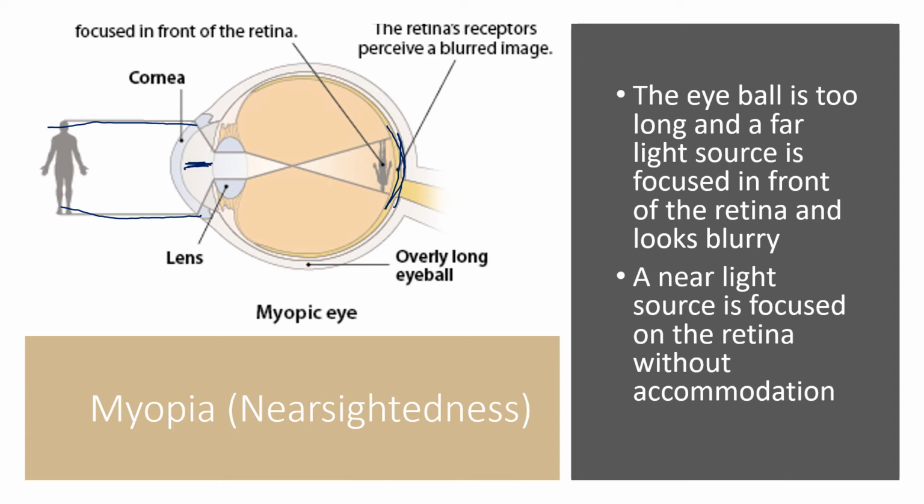So a near light source is focused on the retina without accommodation. So like I'm sitting in front of my computer right now, I can see everything up close, everything's nice and crystal clear, but in my case, if I look far out and I'm not wearing my glasses, text can be blurry for me. I can still see colors, but faces sometimes are blurry, things of that nature. And this is because either my eyeball is too long or my lens for my eye is too strong, and the faraway images, the light is not hitting the back of my retina properly.